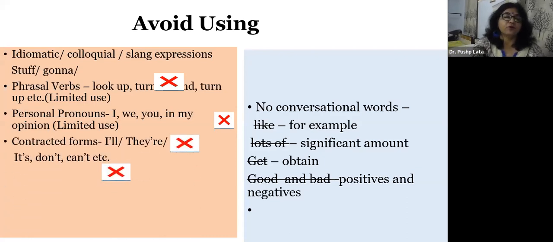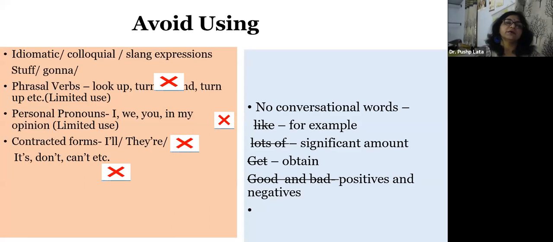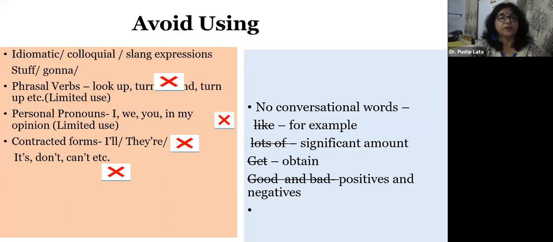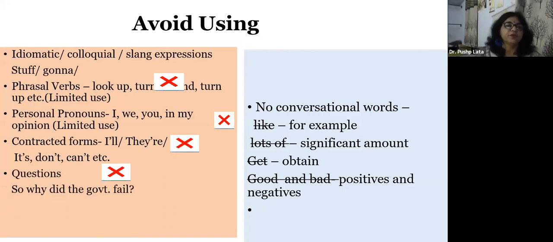Avoid contracted forms. I have already talked about them. They're, it's, don't, can't, won't, ain't. All these are contracted forms. These are used in spoken English. We should not use them in formal academic writing.